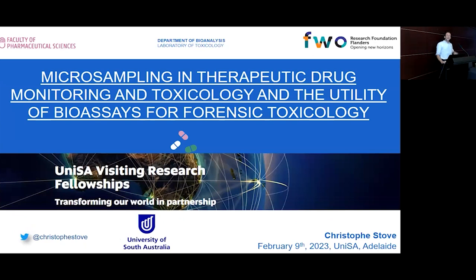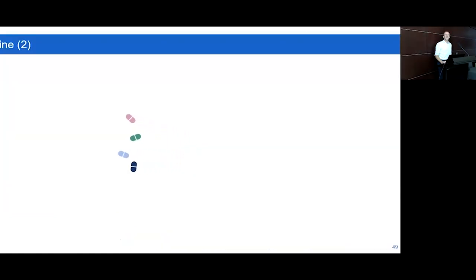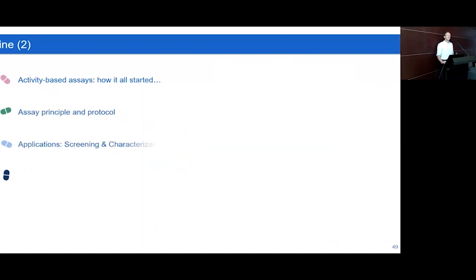Good, let's switch gears, more or less on time, and go to the second part, bioassays for forensic toxicology and the utility of those. Again, I'll briefly introduce how we got there, the assay principle and protocol, what the applications are that we are running, and again come to some conclusions.